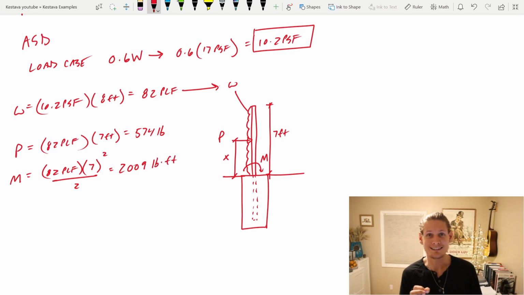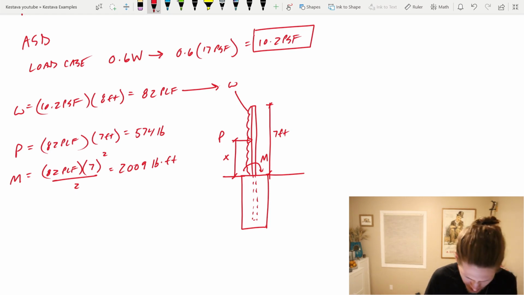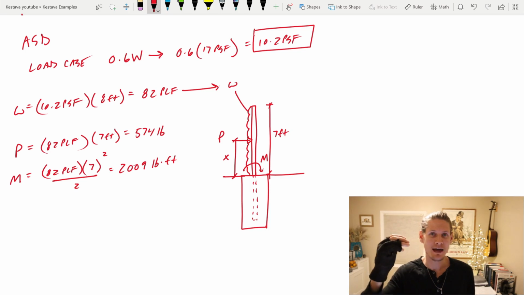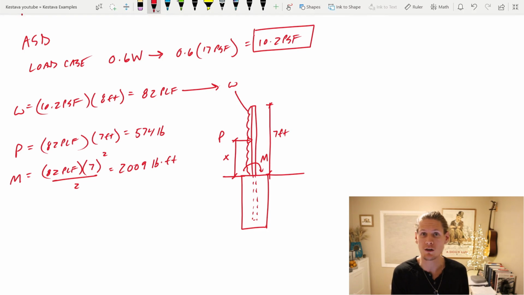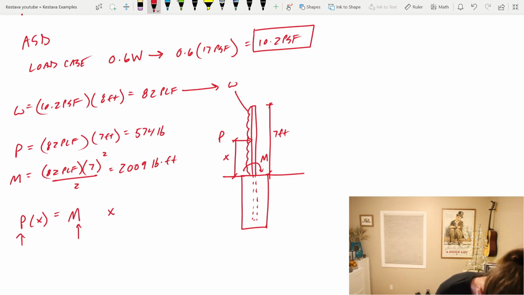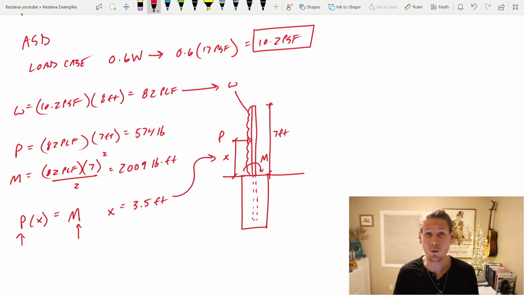And now to find X, you need to put that force, that point load P, high enough so that it generates the same moment at the base as the distributed load along the post does. And by doing that, we know that P times X needs to be set equal to M. That gets you an X equal to 3.5 feet, which is that number right there. Again, go with me on this. You'll see now why this is important.